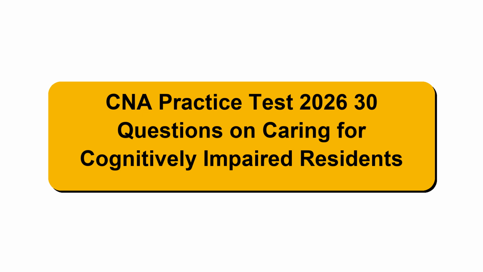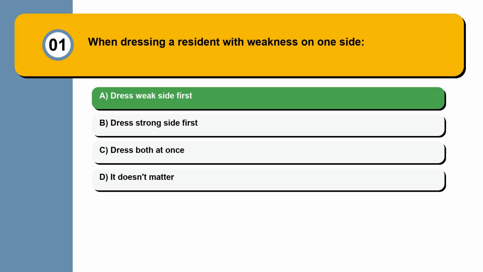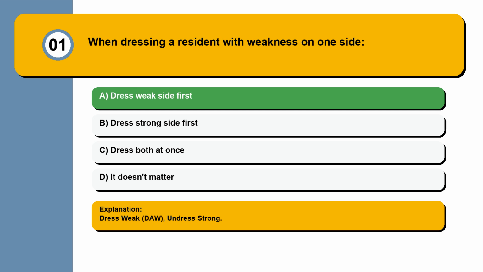CNA Practice Test 2026, 30 questions on caring for cognitively impaired residents. Question 1. When dressing a resident with weakness on one side: dress weak side first, dress strong side first, dress both at once, it doesn't matter. Dress weak, undress strong.